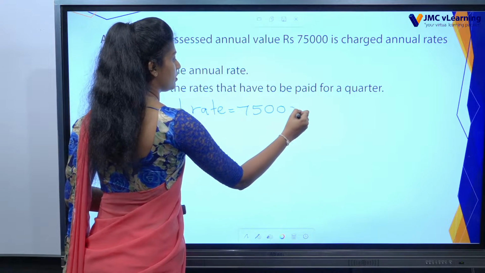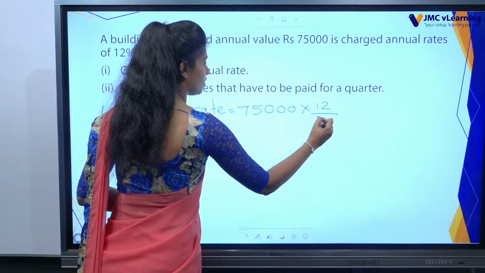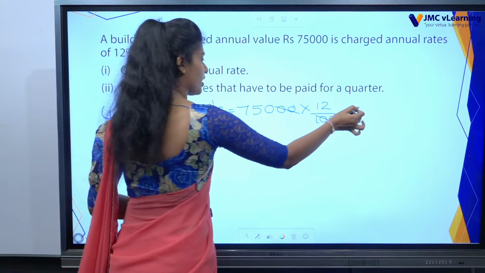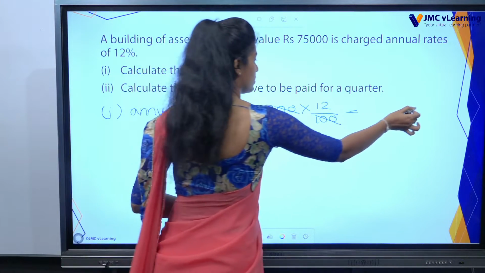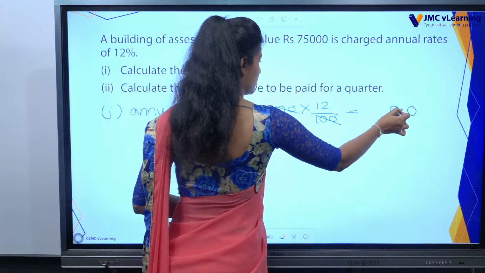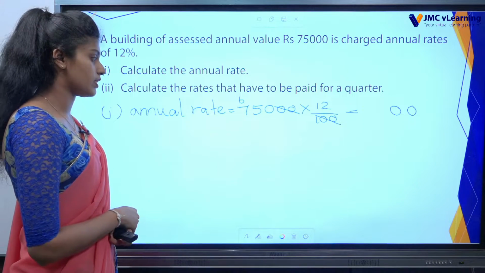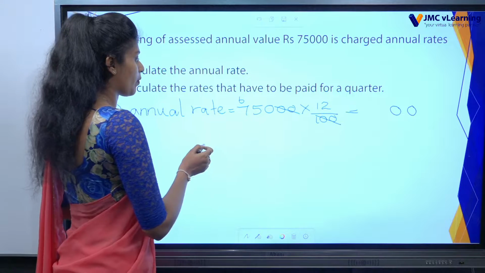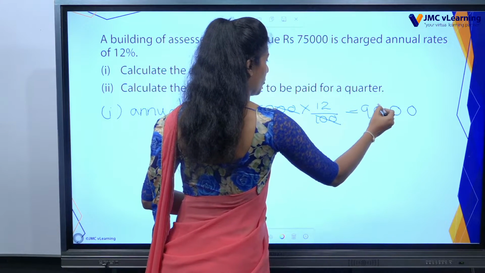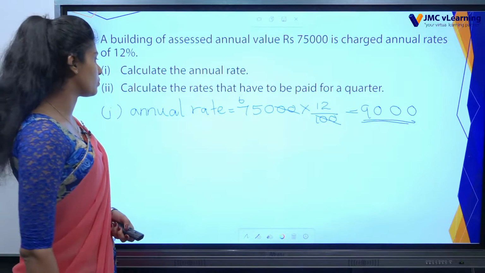75,000 into the percent, 12%, that means 12/100. Cut zeros, multiply by 12. 12 into 0, 0. 12 into 5, 60, put 0, 6 left. Then 12 into 7, what is the answer? 12 into 7, 84, add 6, 90. That means the annual rate is 9,000.